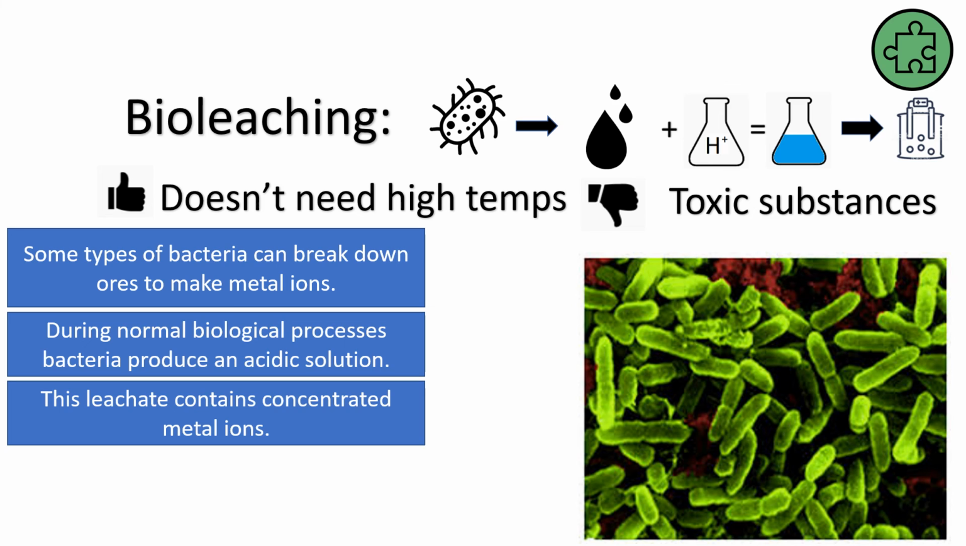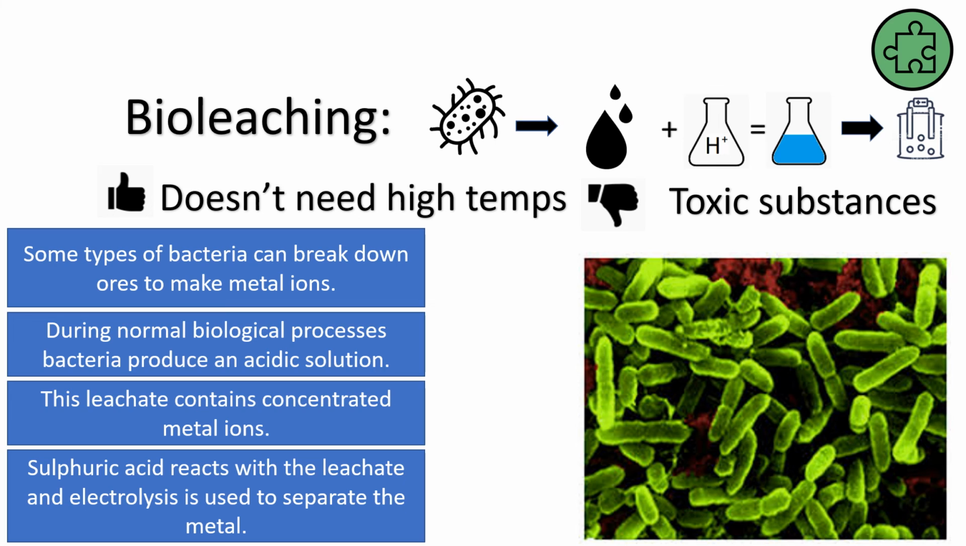This leachate, this acidic solution, contains a high concentration of the metal ions. So the bacteria have concentrated, in this case, the copper ions to make it easy to extract. Once we have that leachate, we can react it with sulfuric acid to make copper sulfate, and then we use electrolysis to separate the copper from the copper sulfate. The advantage of bioleaching is that it doesn't require any high temperatures. You can just let the bacteria go to town on the rocks. However, it does make this acidic solution, which is quite a toxic substance. So that is a negative.